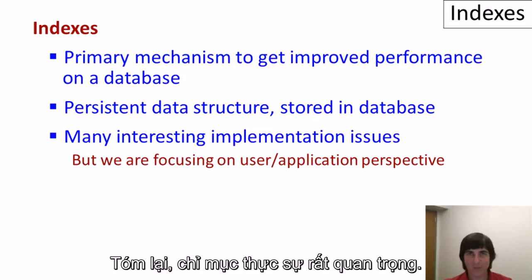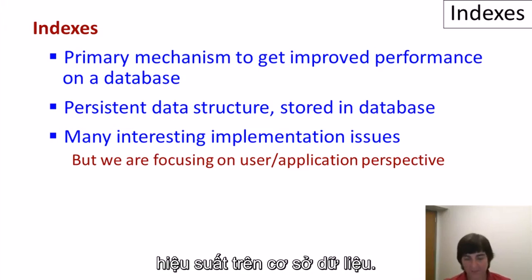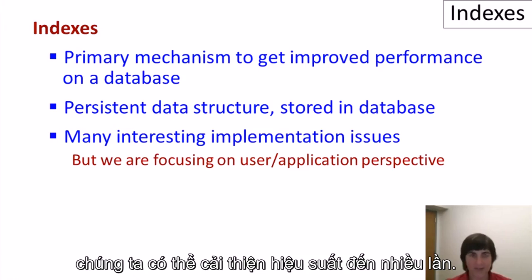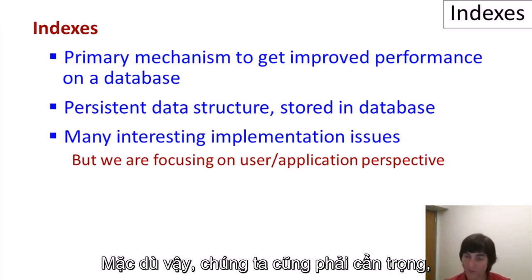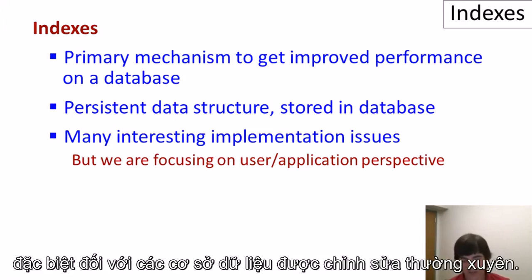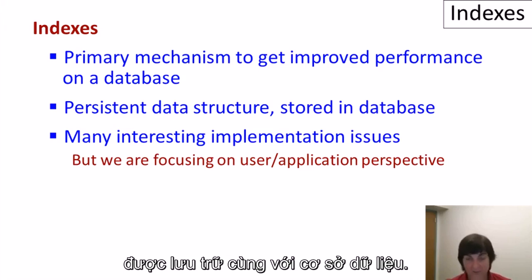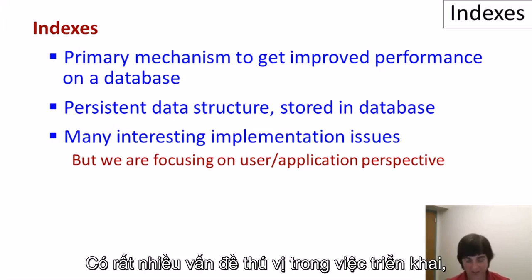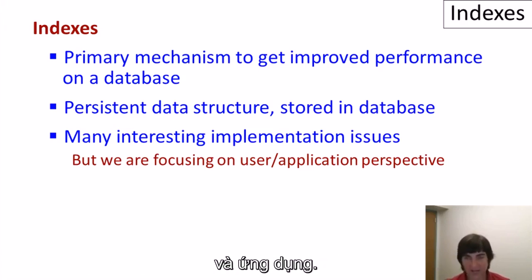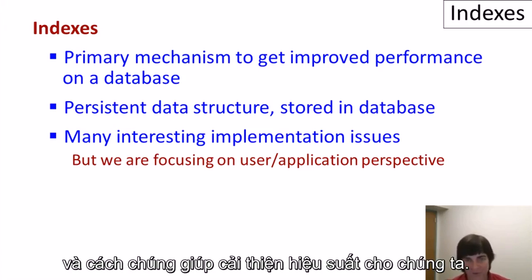In summary, indexes are really important. They're the primary way to get improved performance on a database. By building the right indexes over a database for its workload, we can get orders of magnitude performance improvement, although we do have to be careful because there are trade-offs in building indexes, especially for databases that are modified frequently. They are persistent data structures that are stored together with the database, and there are many interesting implementation issues, but in this video and course, we're focusing specifically on the user and application perspective, determining which indexes to build and how they will gain performance improvements for us.